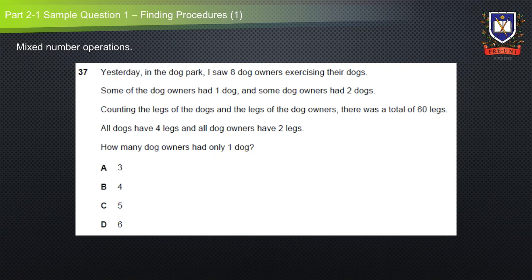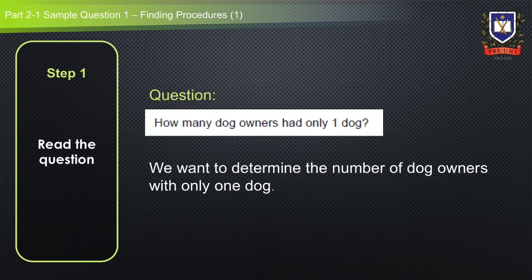This question falls in the finding procedures question category, as this question requires students to use their calculation skills and find a procedure using mathematical operators to solve the question. Then, let's apply the general approach method we just learnt to solve this question. The first step is to read the question and determine what it is asking. Since it is asking how many dog owners had only 1 dog, we want to determine the number of dog owners with only 1 dog from the information provided.